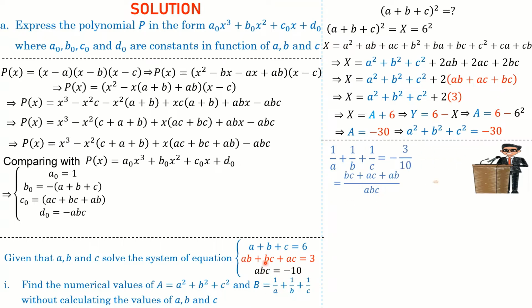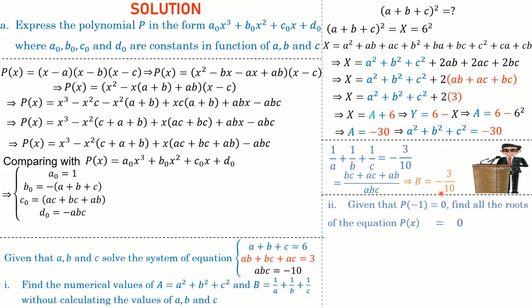It means that this is equal to negative 10. So my B is equal to negative 3, sorry, it is equal to negative 3 divided by 10. So my B is equal to negative 3 divided by 10. And that was that for Roman 1 of the equation. Now Roman 2, we have been given some information that P of negative 1 is equal to 0, and we have been asked to find the roots of the equation P of x equal to 0.